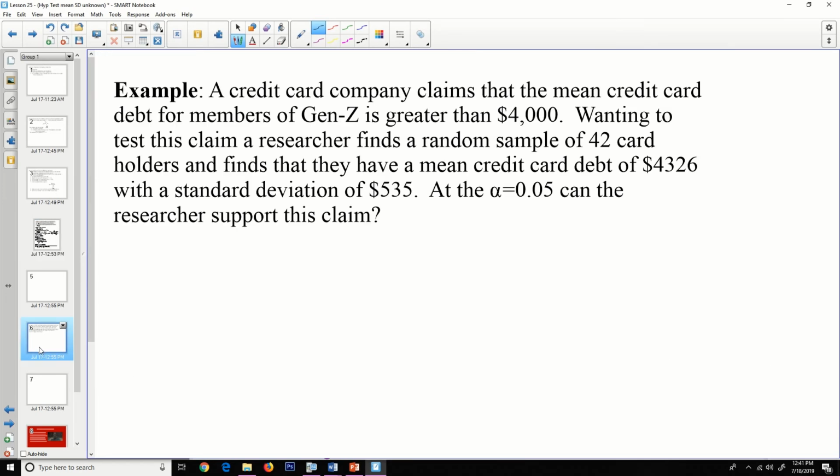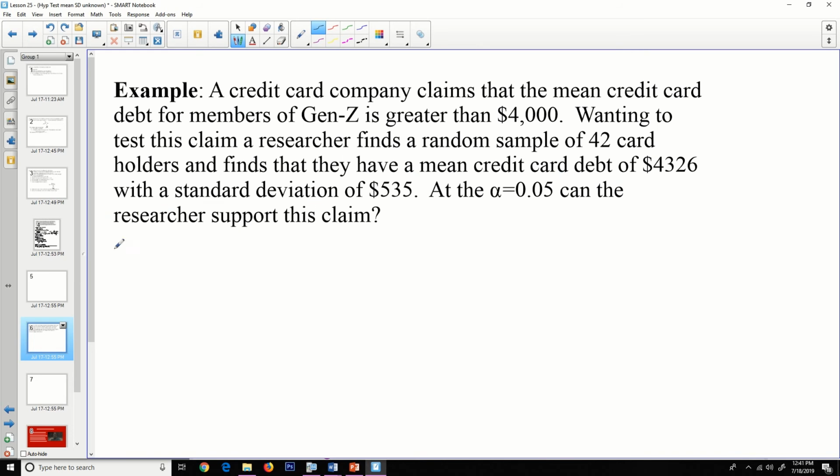Moving on. Another example: a credit card company claims that the mean credit card debt for members of Generation Z is greater than $4,000. Wanting to test this claim, a researcher finds a random sample of 42 cardholders, finds that they have a mean credit card debt of $4,326 with a standard deviation of $535. At the 0.05 level, can the researcher support this claim?